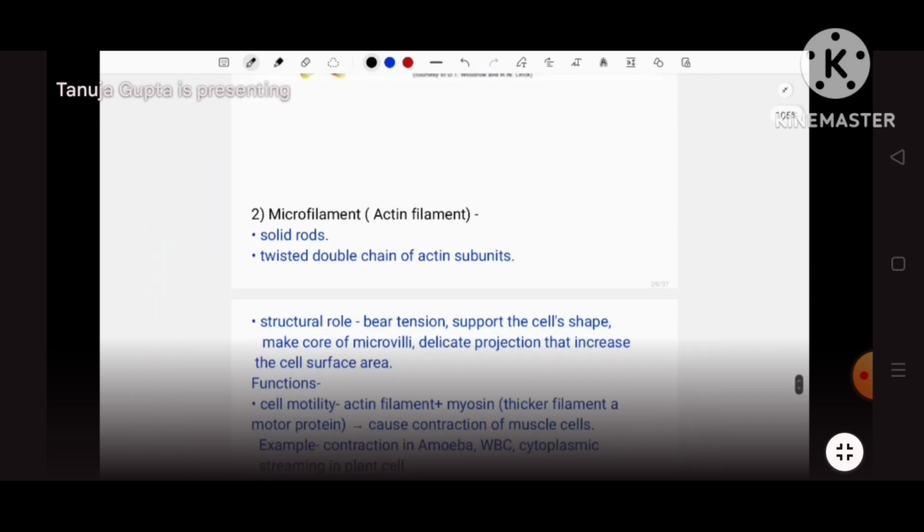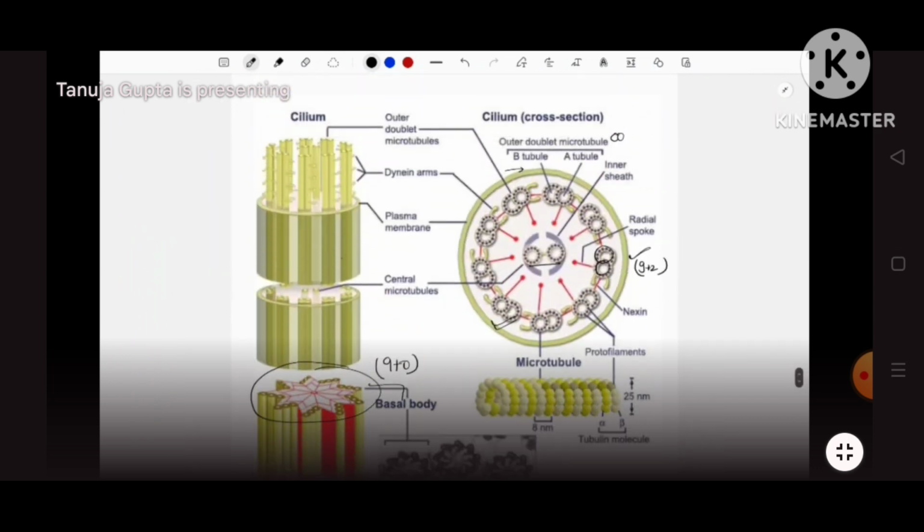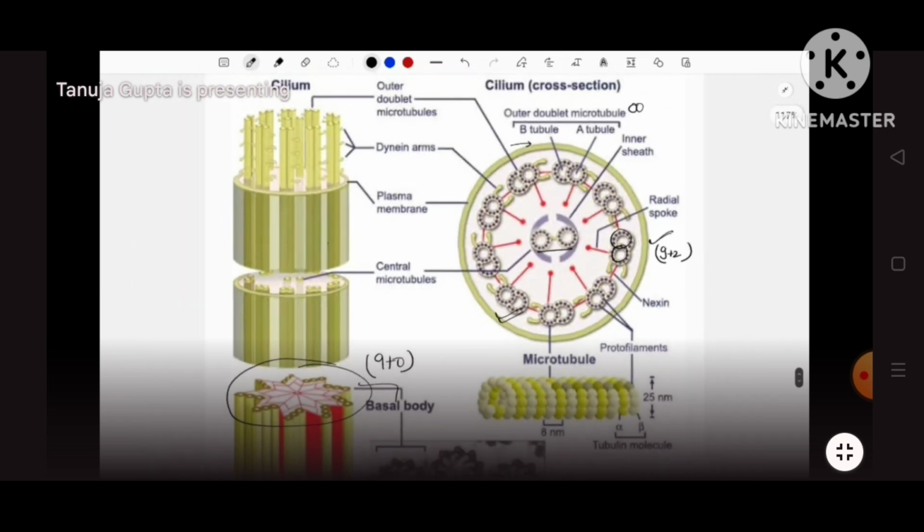Now let's talk about the detailed structure of cilia and flagella. So see, now focus on this structure. If we see the cross section of cilia and flagella, there is the outermost layer.